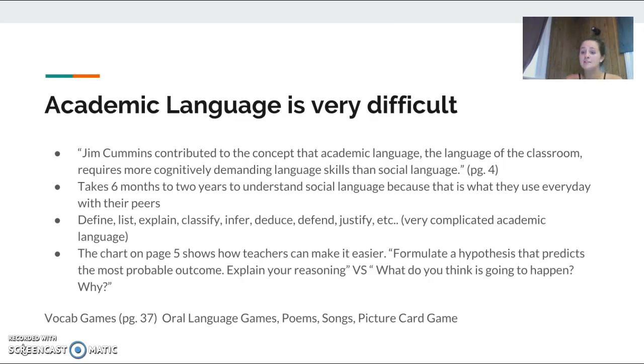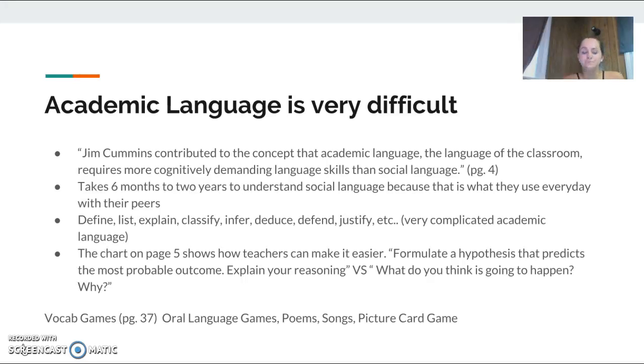And just to put in perspective how difficult academic language is, when students are asked a certain question in a test or a homework, they might be asked to define something, list something, explain something, classify things, infer, deduce, defend, justify. That's very complicated. I remember when I was in school getting asked, can you defend this person? And I'd be like, wait, what does defend mean? I remember being confused with all this academic language too, so I can't even imagine what ELL learners are facing now.